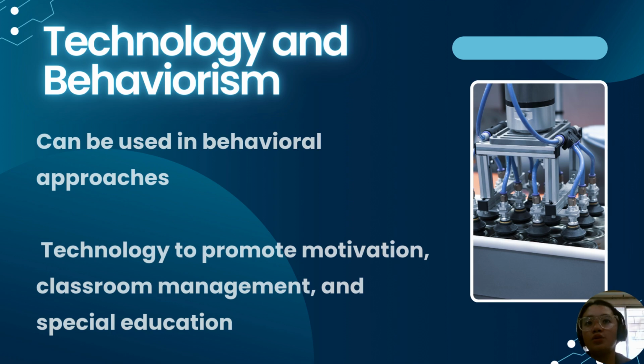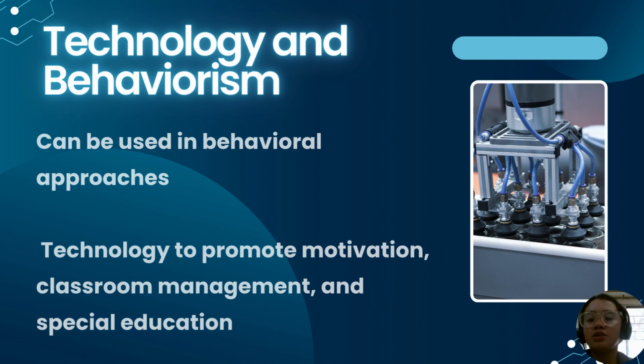So it can be used in approaches. Technology is very effective because it can give instant stimulus and instant feedback. In behaviorism, immediate reinforcement is important. So digital tools like quizzes, games, and apps give immediate results that motivate learners. For example, when the students answer correctly, the system gives a sound effect, star badge, or a congratulatory pop-up. This form is one of positive reinforcement.